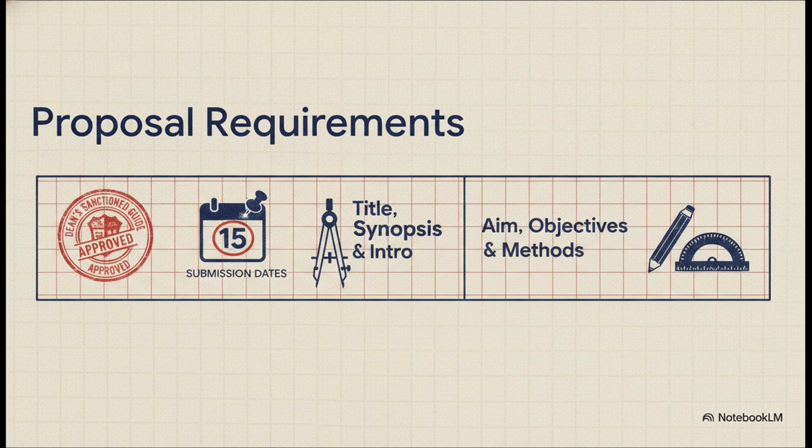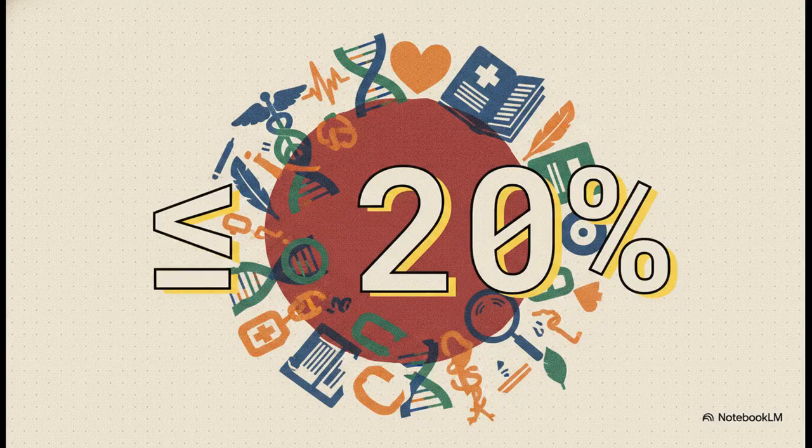And when you do submit, your blueprint must be the whole shebang. It has to feature all the essential sections: your title, synopsis, intro, literature review, aim and objectives, and a really detailed methods section. Now, here is a crucial point you need to burn into your memory: less than or equal to 20%. When you're writing your formal proposal, originality is everything. The permissible plagiarism similarity limit is strictly capped at 20%. Going over that number, well, that will stop your research journey before it even begins.